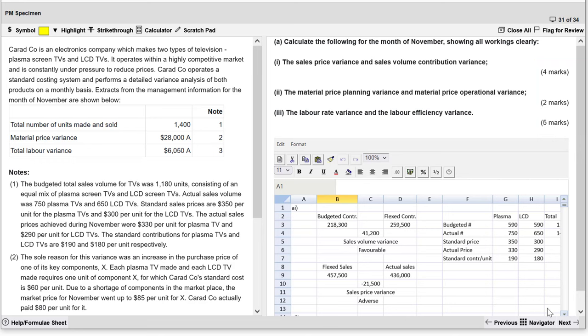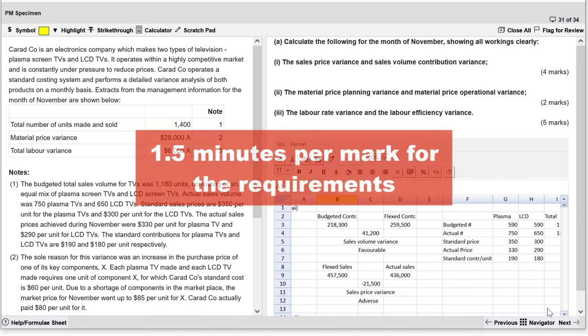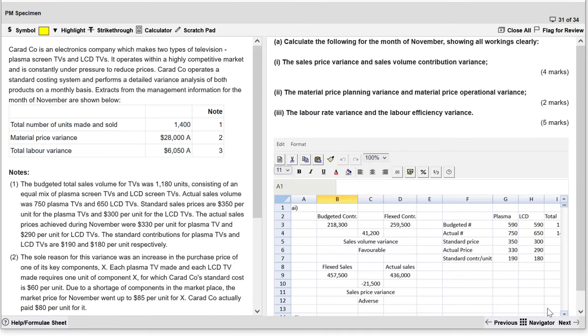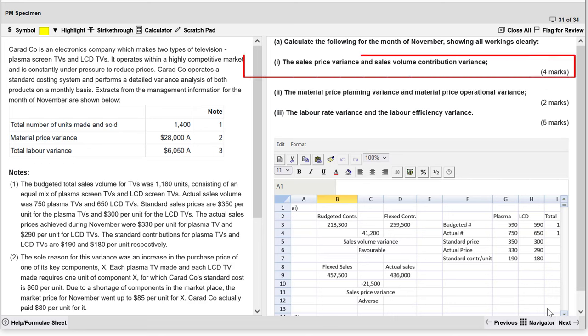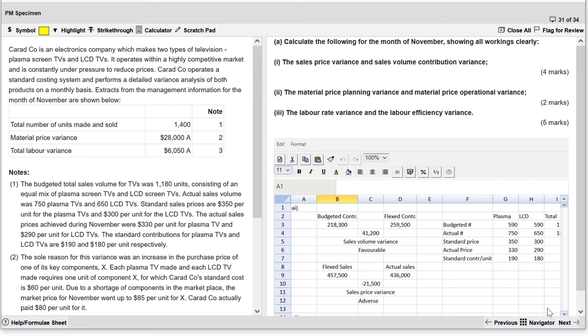When you're doing these, I recommend you back the time management rule down even further. I say 1.5 minutes per mark because you've got to read that scenario. That's going to take some time. You've got to plan, think about your answer. So for A1, it's 4 marks. Give yourself 6 minutes there. When 34 minutes has elapsed, move on to the second Section C.